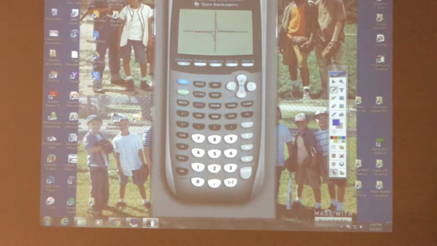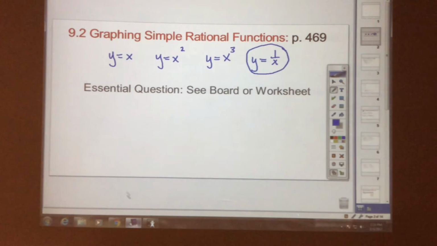Yes, sir. How do you spell asymptote? A-S-Y-M-P-T-O-T-E. You're welcome. And that's when it gets right next to it, doesn't touch. Never touches.